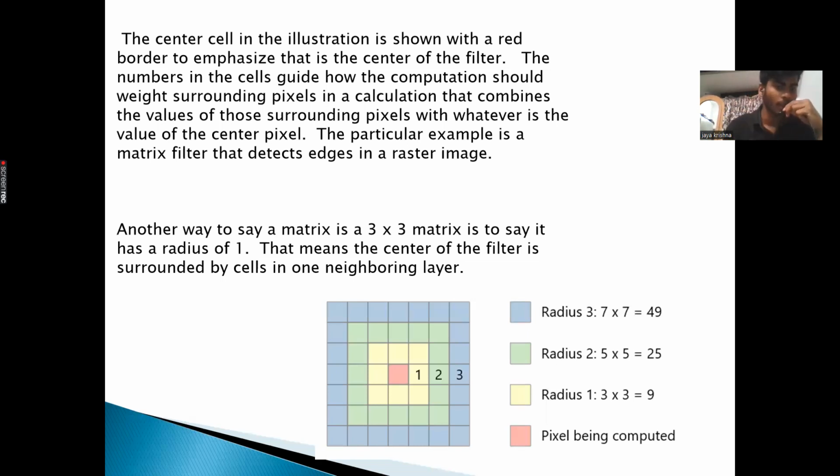Another way to say it: the matrix is a 3 by 3 square matrix, said to have a radius of 1. That means the center of the filter is surrounded by one neighboring layer of cells. So one radius means one neighboring layer, and two radius means two neighboring layers. This is the continuation of how filter matrices work. Move to the next slide.